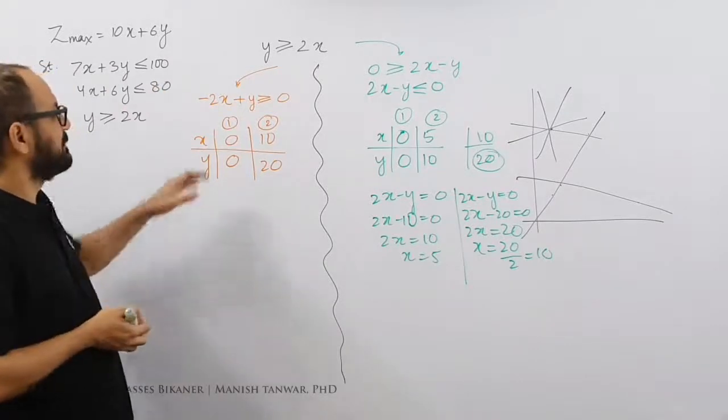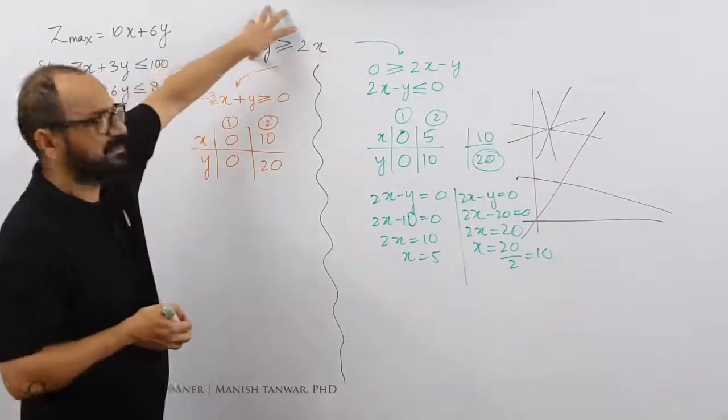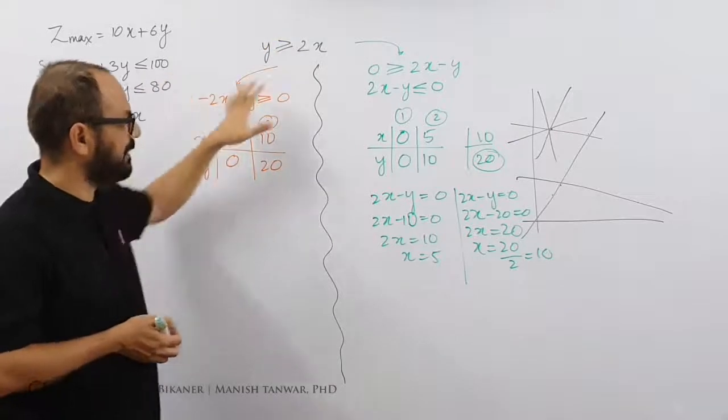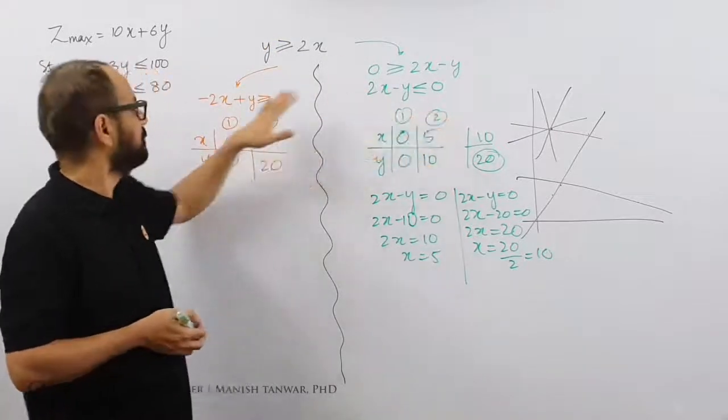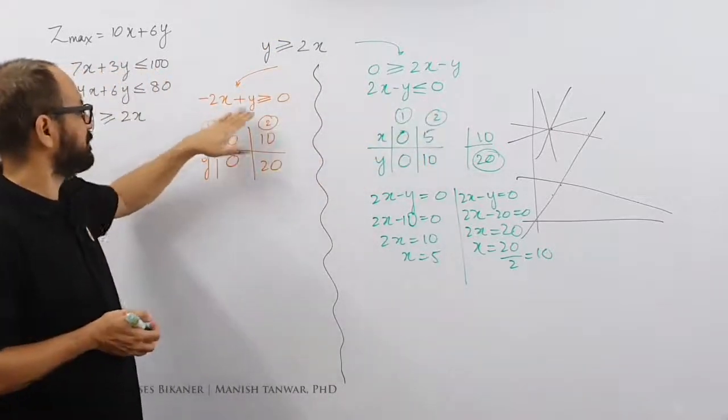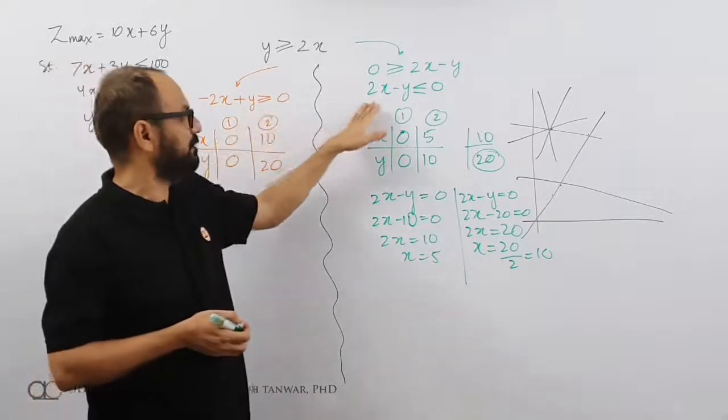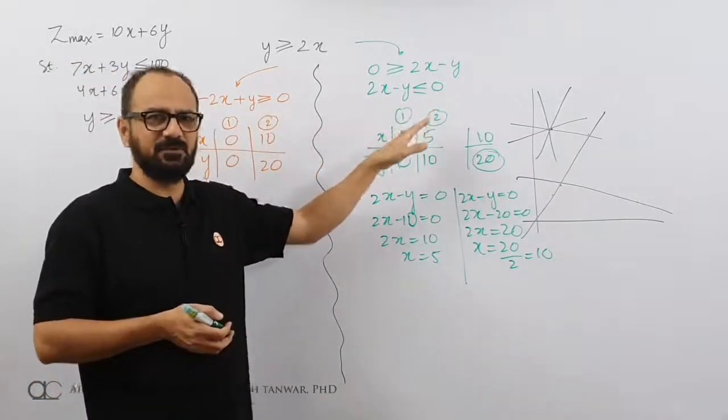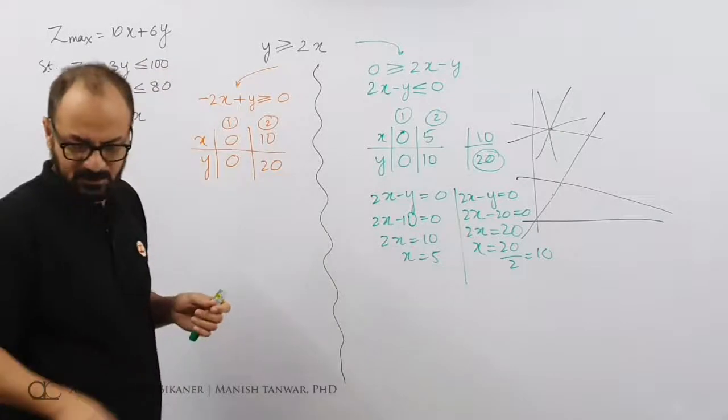So the idea is, because we started with the same equation, whatever path we follow, we take it minus 2x plus y is greater than or equal to 0, or we take 2x minus y is less than or equal to 0, we end up with the same line.